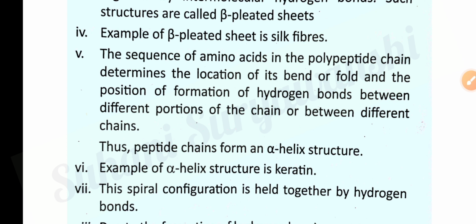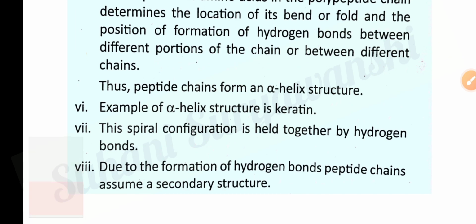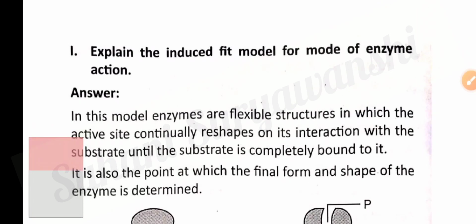Thus, peptide chains form an alpha helix structure. Sixth, example of alpha helix structure is keratin. Seventh, the spiral configuration is held together by hydrogen bonds. Eighth, due to formation of hydrogen bonds, peptide chains assume a secondary structure.